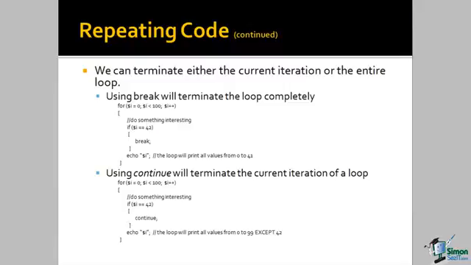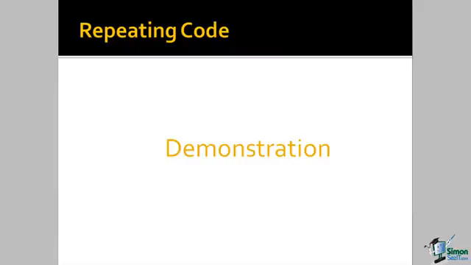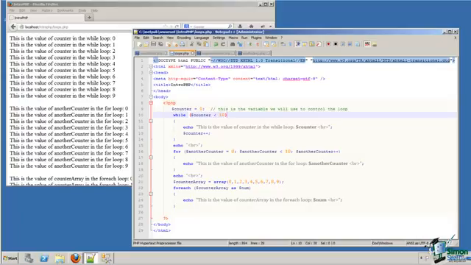The continue keyword, on the other hand, terminates the current iteration, keeps you in the looping construct, but just terminates the current iteration. So let's see how this works in code. Right, so in these little code snippets, I wanted to demonstrate the three loop constructs. I want to show you the first while loop.